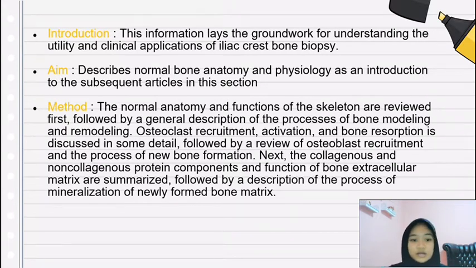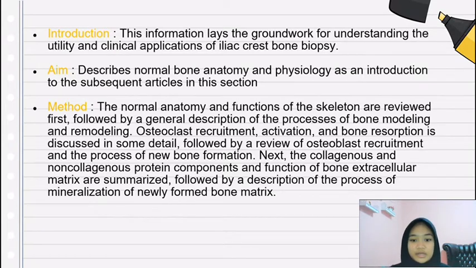Next, method. The normal anatomy and function of the skeleton are reviewed first, and then followed by a general description of the process of bone modeling and remodeling. The bone remodeling process regulates the gain and loss of bone mineral density in the adult skeleton and directly influences bone strength. Thorough understanding of the bone remodeling process is critical to appreciation of the value of and the interpretation of the result of iliac crest bone histomorphometry.